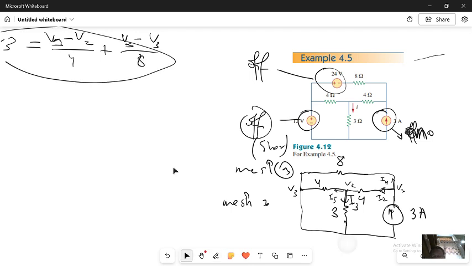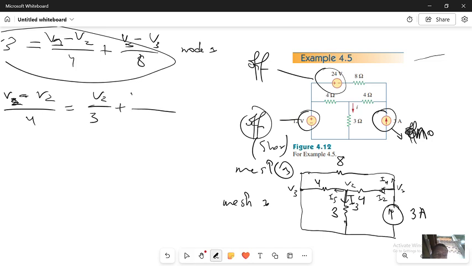Now in this node, this current is entering, this current is leaving, this current is leaving. I will have V1 minus V2 divided by 4 equal, this one is leaving, V2 divided by 3 plus V2 minus V3 divided by 4. Now we have the second equation.